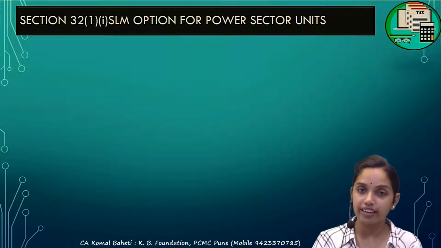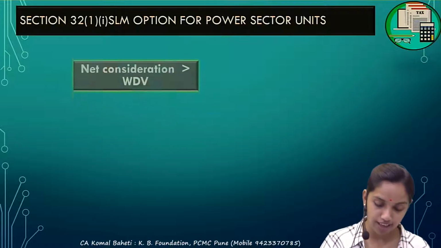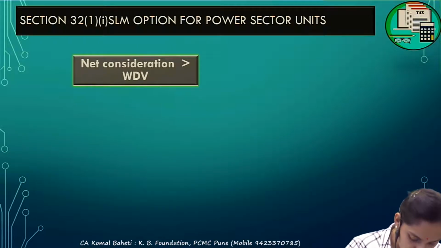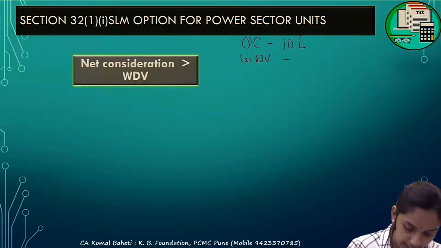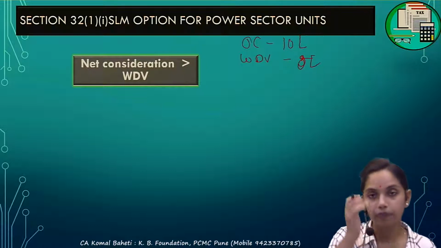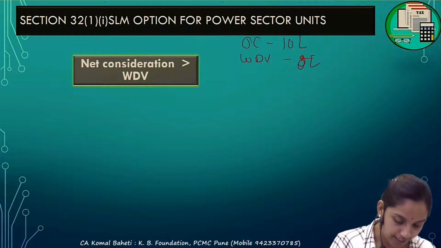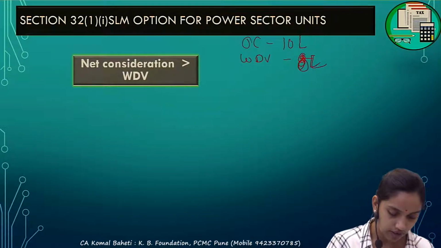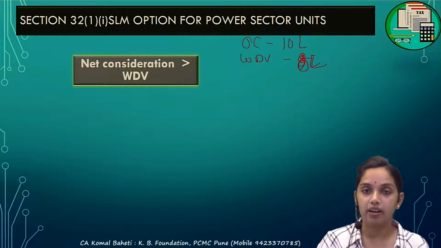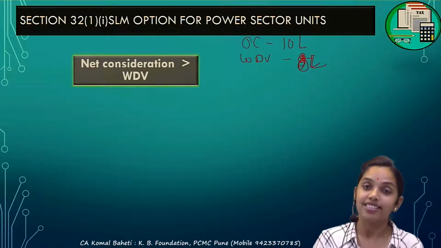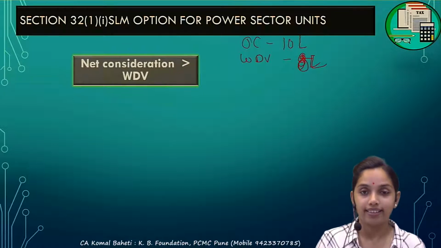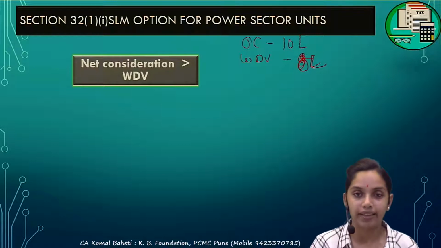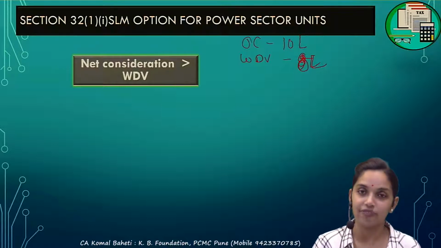If the SLM, you are claiming, for an example, the original cost of the asset is 10 lakh. And the WDV of the asset is 8 lakh. The original cost of the asset is 10 lakh and the WDV is 8 lakh. But you are claiming the depreciation of 2 lakh. Such asset has been sold. Correct? Then how to treat it for the depreciation or for the capital gain purpose? Try to understand this concept, very important.